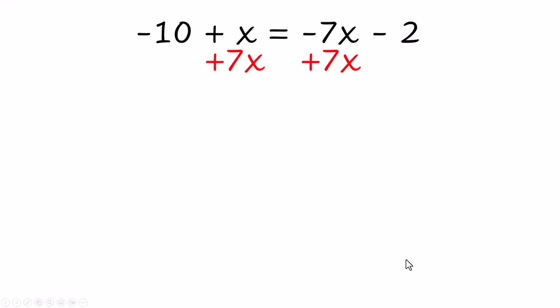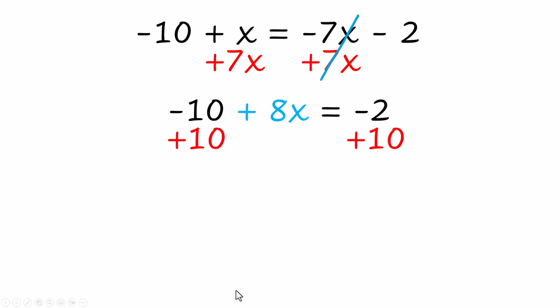From here, we can start solving because we have everything simplified on both sides of the equation. So I'm going to add 7x to both sides. These guys are going to cancel out. We have negative 10 and a positive x, that's positive 1x, plus 7x gives us 8x's, positive, equals negative 2.